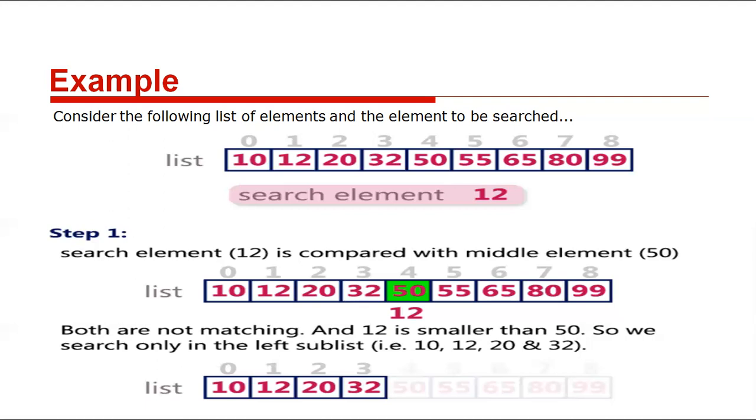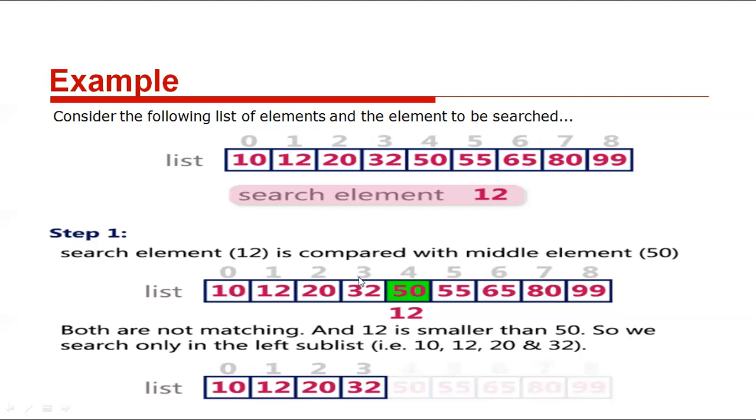So now the search element 12 is compared with the middle element. 12 equal to 50? Yes or no? No. Then what do we have to do? Then bottom equals middle minus 1. What is the middle value? 4. 4 minus 1 equals 3.